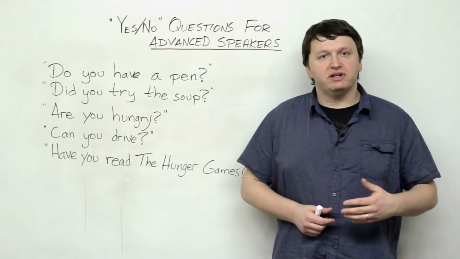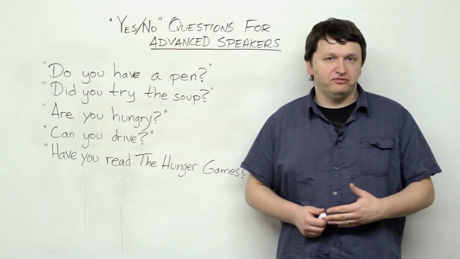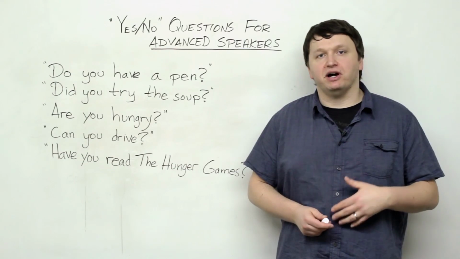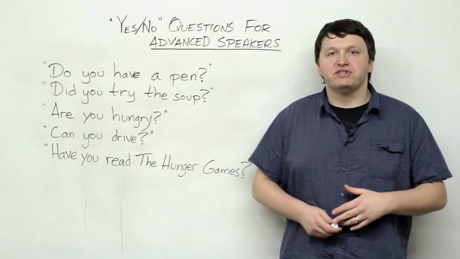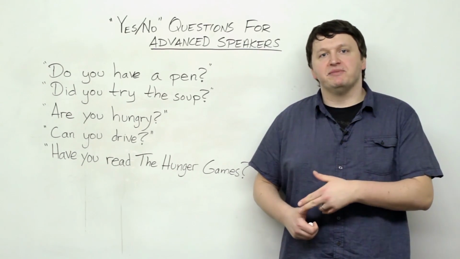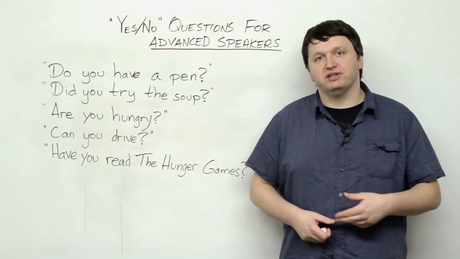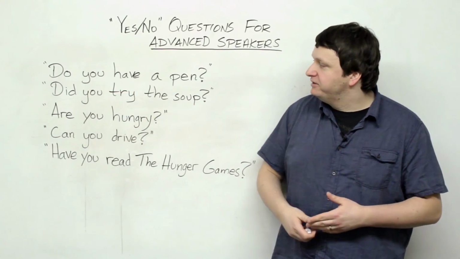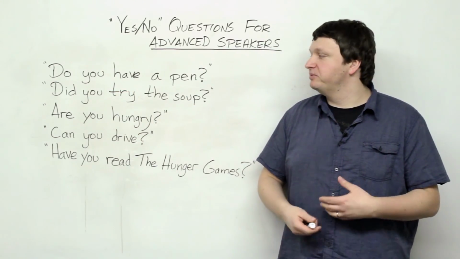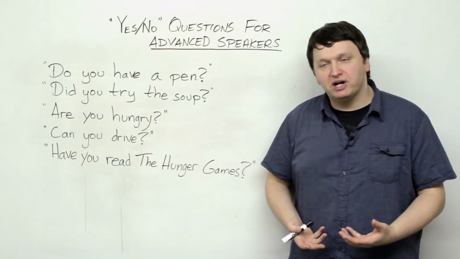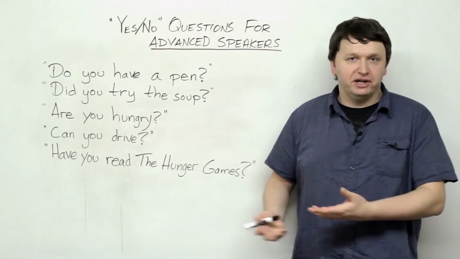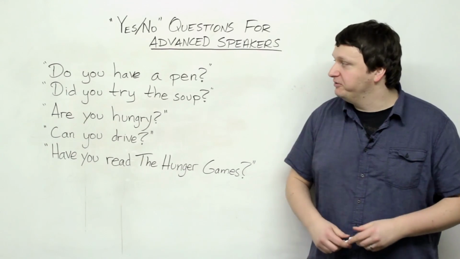So at this level, I know most of you know how to form yes/no questions with auxiliary verbs, right? So an auxiliary verb always comes at the start of a yes/no question, like, do you have a pen? Did you try the soup? Are you hungry? Can you drive? Have you read The Hunger Games, which is a novel?